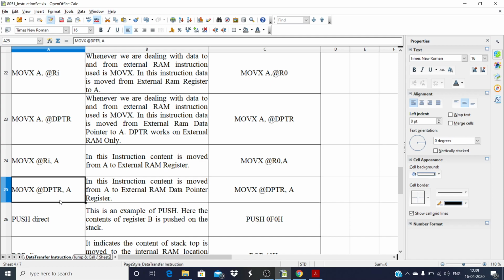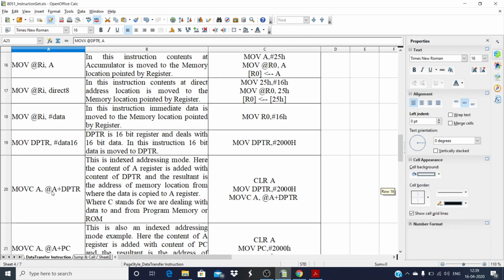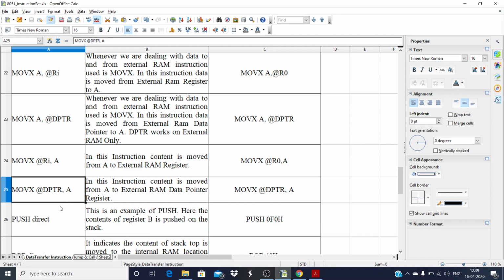Rest of the things are similar, don't worry about that. Just see the syntax and what is the meaning of that. You have to use all these instructions in your programming. Whenever you are dealing with internal RAM and doing the program on internal RAM, use only MOV. And whenever you want to access external RAM or do the programming on external RAM, you have to use MOVX. This is the basic difference, and remember that thing only.